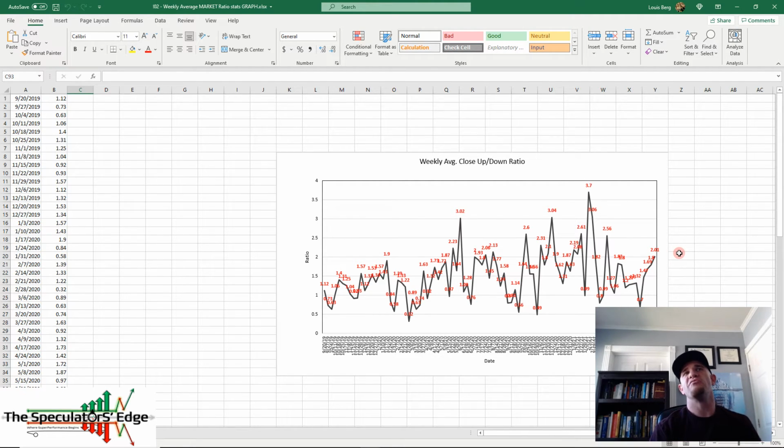So we do have more up days, or let me put it this way, higher volume and up days in the market on a weekly basis. So it is increasing, so it is showing you that we do have accumulation.